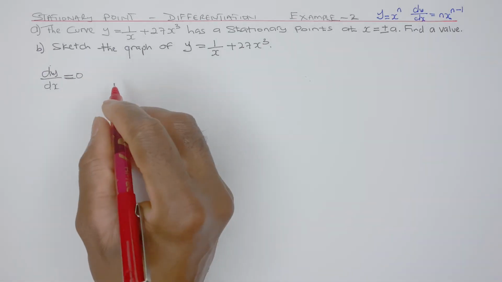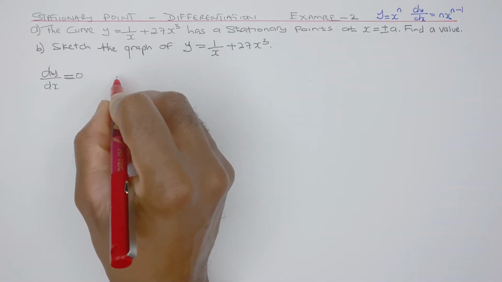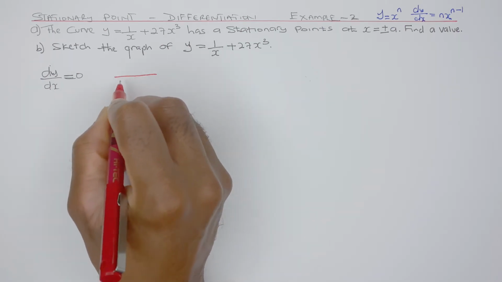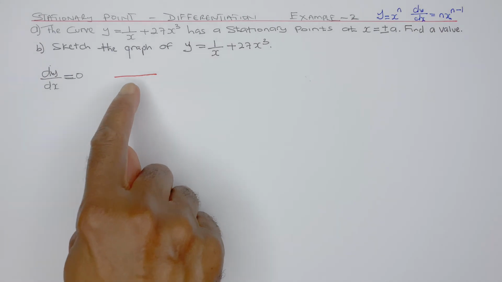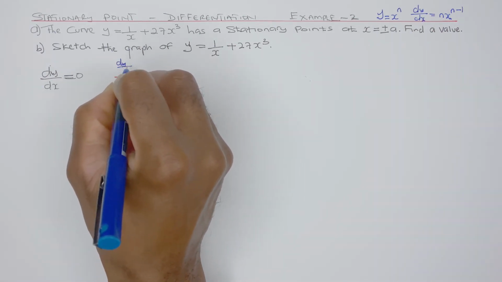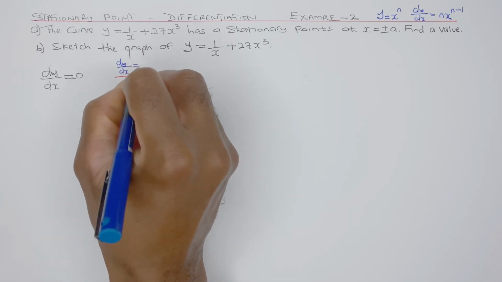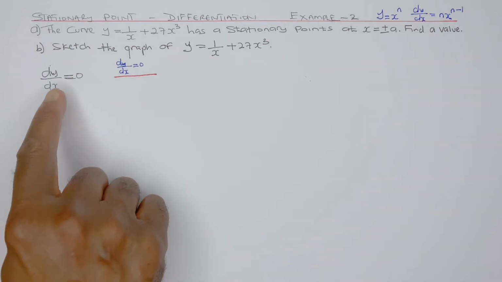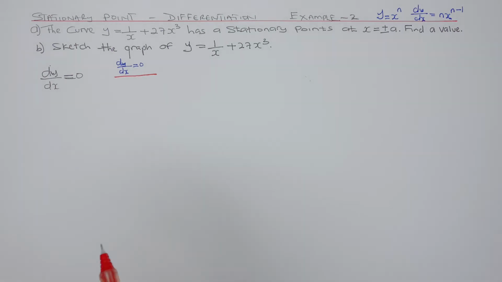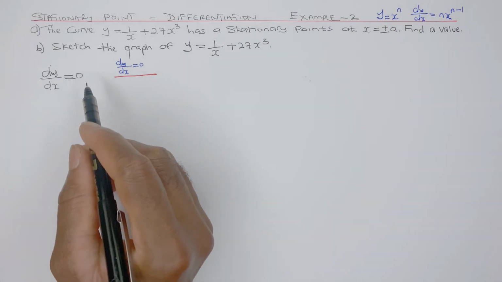First of all, before we start on this, let's just talk about this. At the stationary point, we know the line is horizontal. That means the gradient is 0. So dy/dx equals 0. But for now, we're just going to find the value of x when this happens. The stationary point is also called the turning point, or it might be a point of inflection.